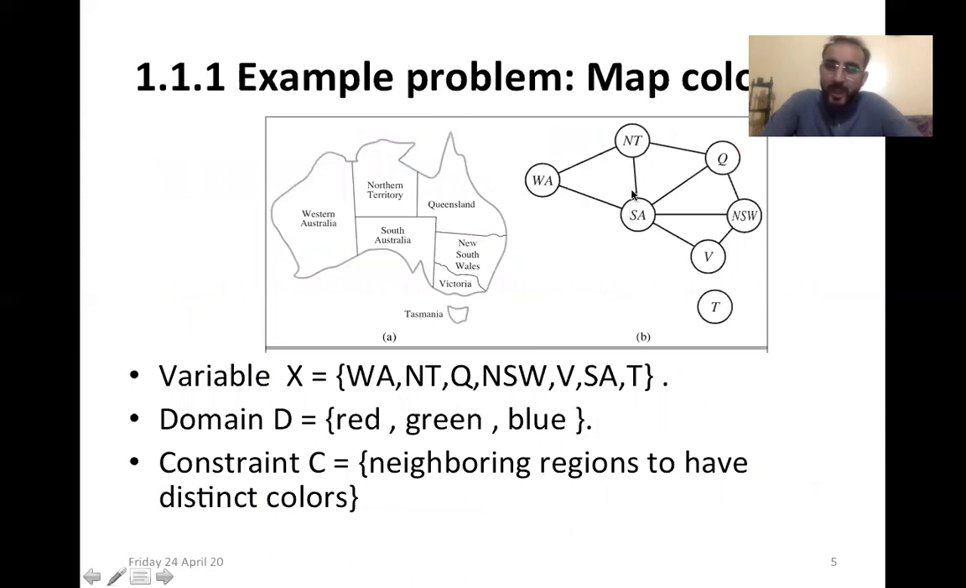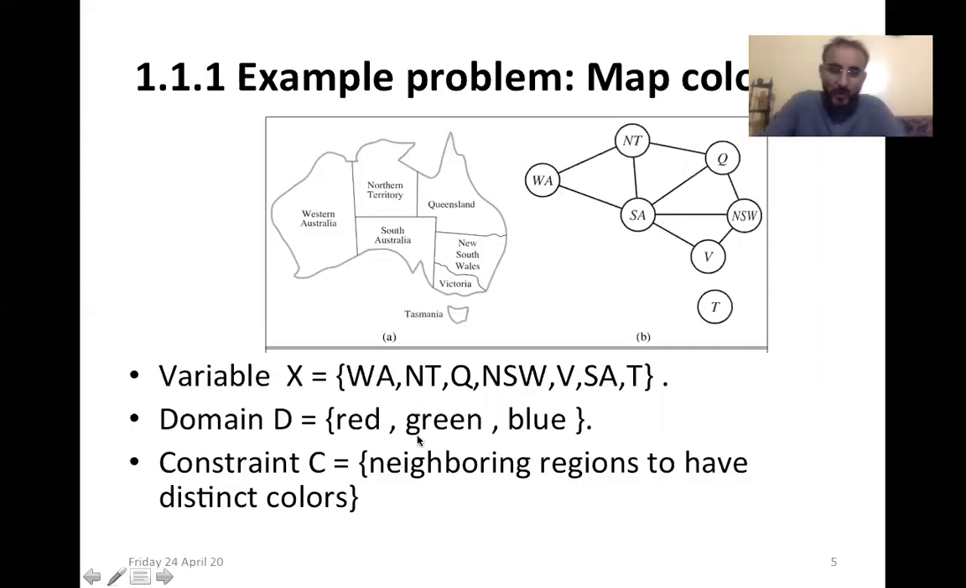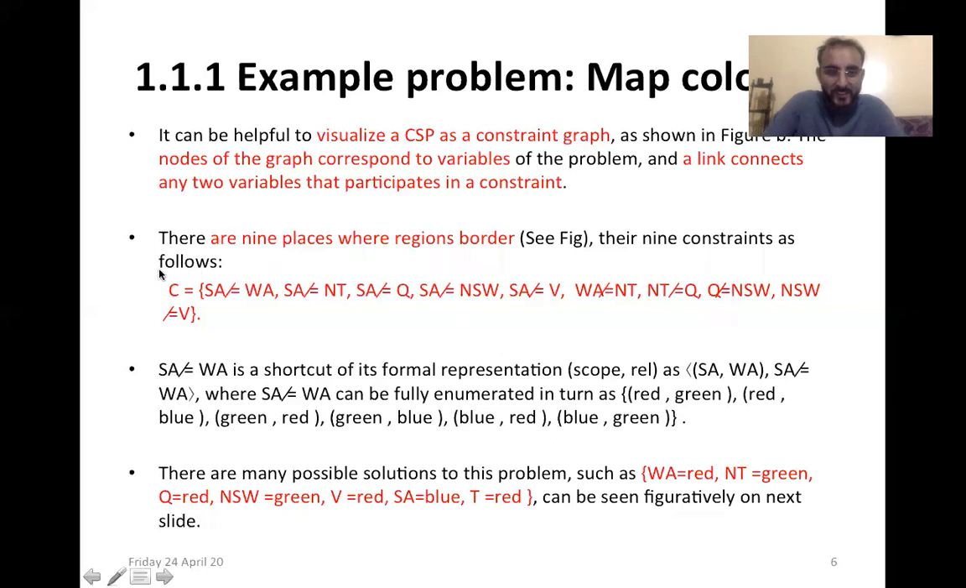SA not equal to NT, SA not equal to Queensland, SA not equal to NSW, SA not equal to Victoria, and for example Victoria not equal to NSW, NSW not equal to Q, NT not equal to Q, and so on. So these are the 9 links or constraints that you can now write in this set C. That was a theoretical representation, and this is a mathematical representation.